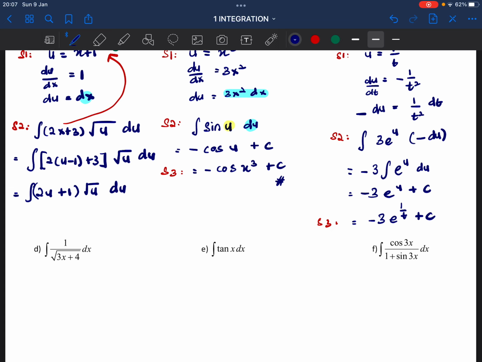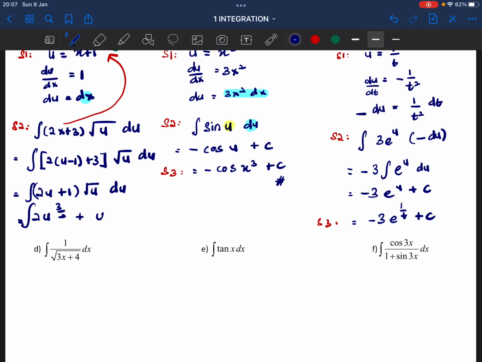Now this is a basic rule. You don't have to use any special rules, it's just a basic rule. You can expand this with u power 1 over 2. You will get 2u to the power 3 over 2. We have not integrated yet, we have only simplified.